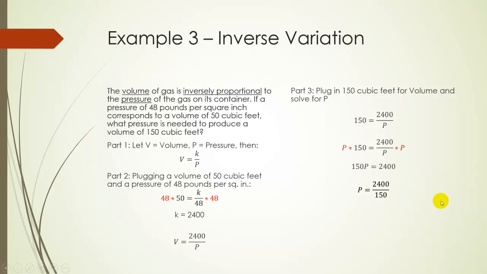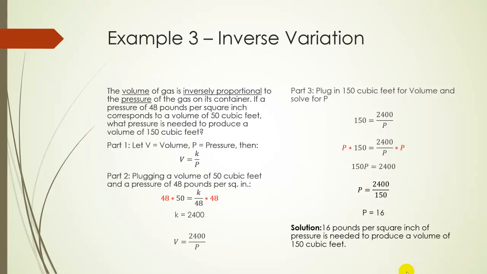And again, using a calculator, I get that p is 16. This is what the question asked for. It asked for the pressure. Let's put it in the same units that pressure was originally measured in, which was pounds per square inch. So that means that 16 pounds per square inch of pressure is needed to produce a volume of 150 cubic feet.